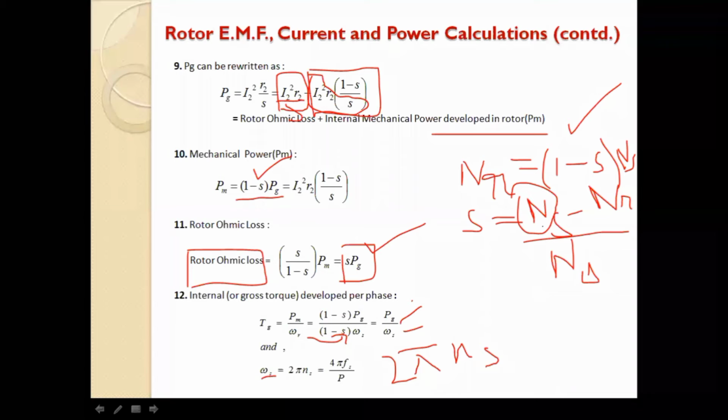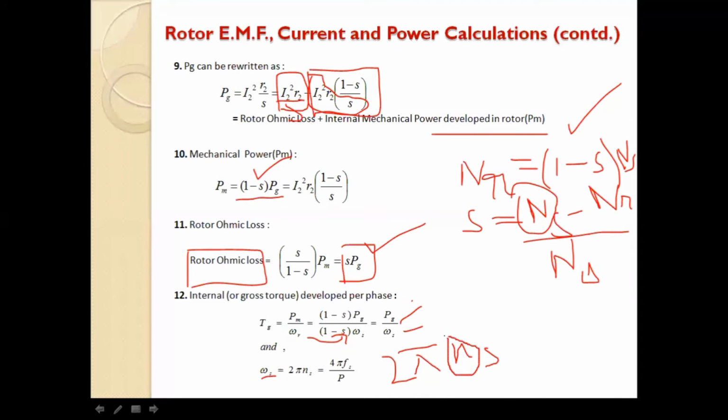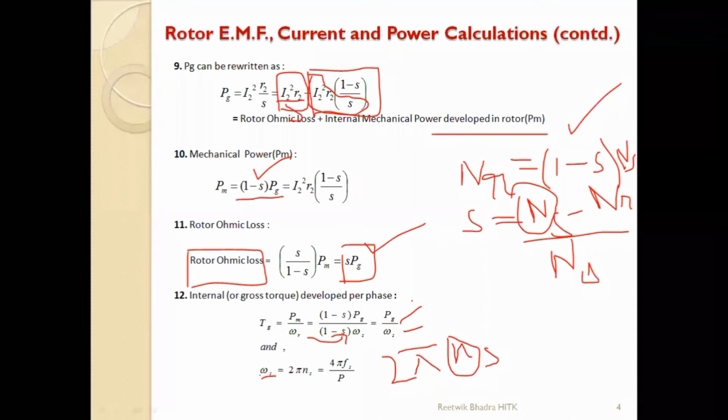So this is RPM. Small ns means RPS. Omega S unit is radian per second. So I have used over here ns, small ns. Now if you would have used capital NS, then you could have written 2 pi capital NS by 60.